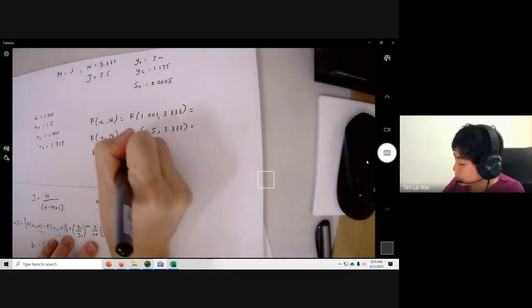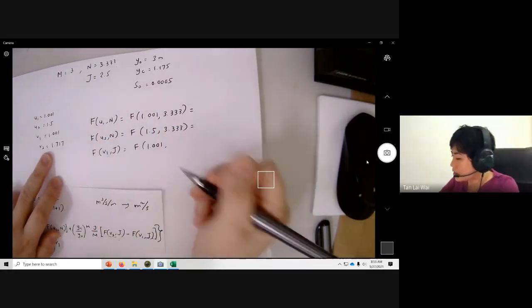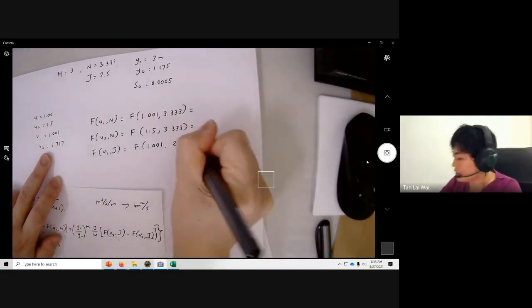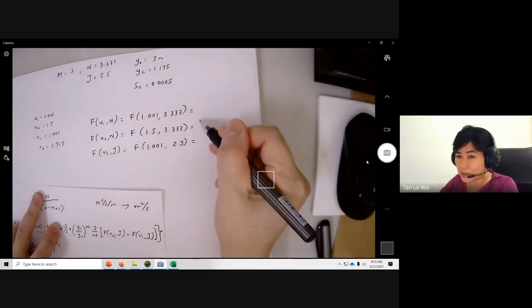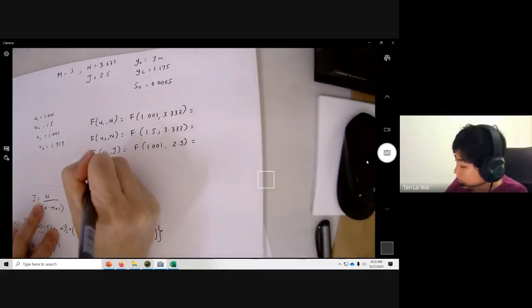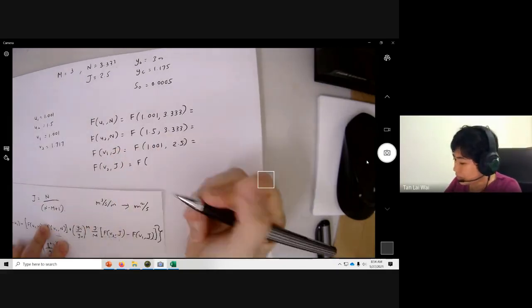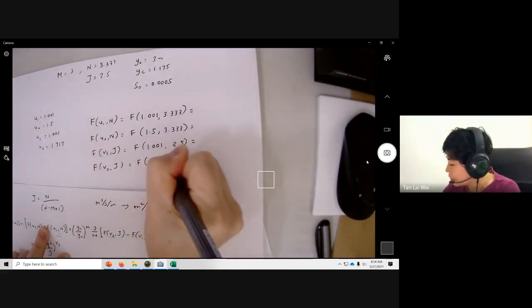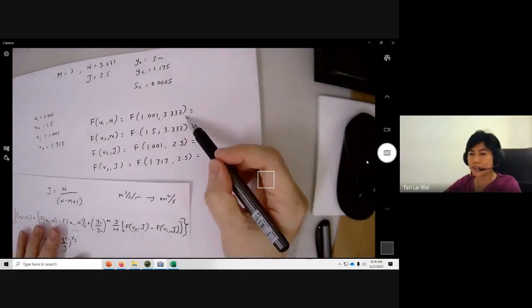Then FV1J. So FV1 is 1.001, J is 2.5. So this is not yet solved. Another one is V2 is 1.717, 2.5. Now how are we going to find this value here?